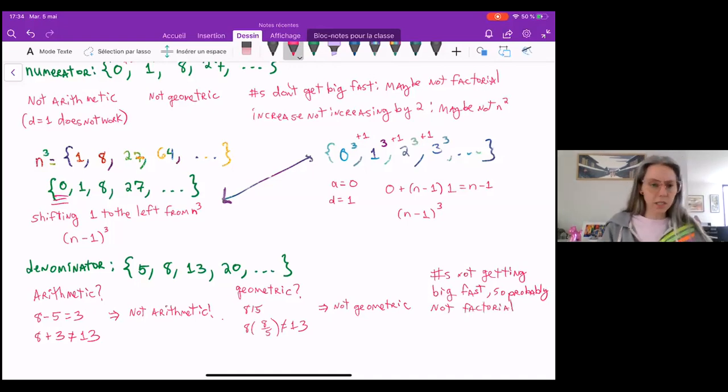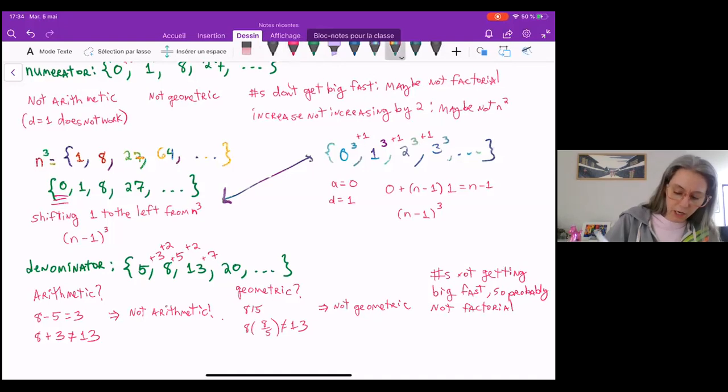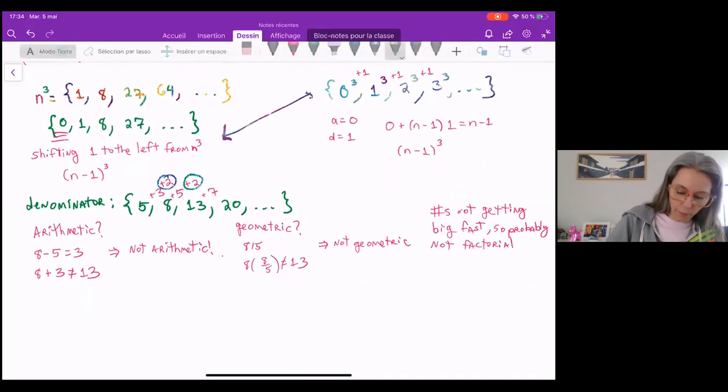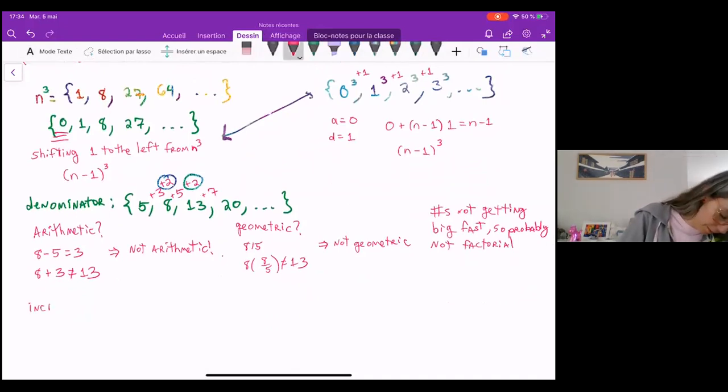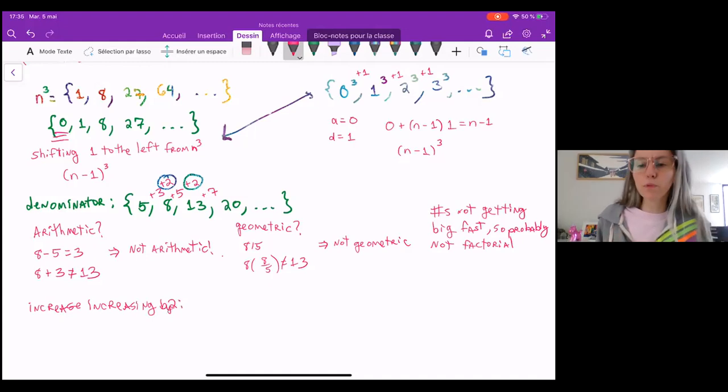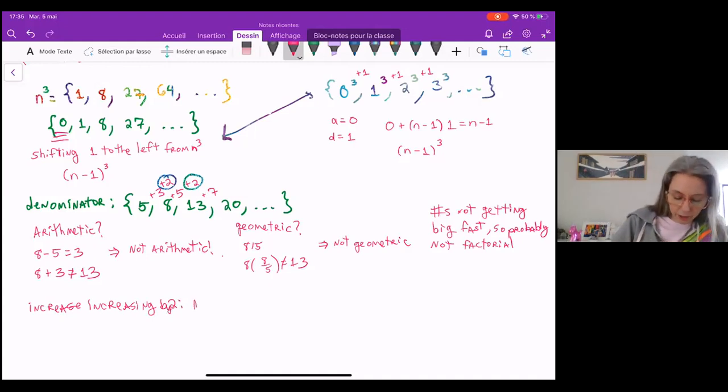Okay, so then let's just see. We said I'm adding 3 to get from 5 to 8. Well, I'm adding 5 to get from 8 to 13. I'm adding 7 to get from 13 to 20. Again, that difference is increasing by 2. So in other words, the increase is increasing by 2. Which means that this is probably some manipulation of n squared.